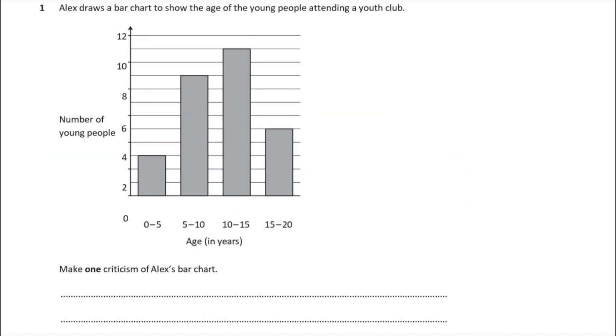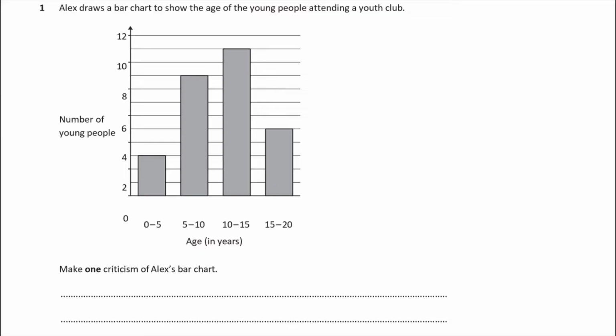Question 1. Alex draws a bar chart to show the age of the young people attending a youth club. We've got their ages along the bottom, 0 to 5, 5 to 10, 10 to 15, 15 to 20, and the number of young people, or the frequency, up the side. Make one criticism of Alex's bar chart.